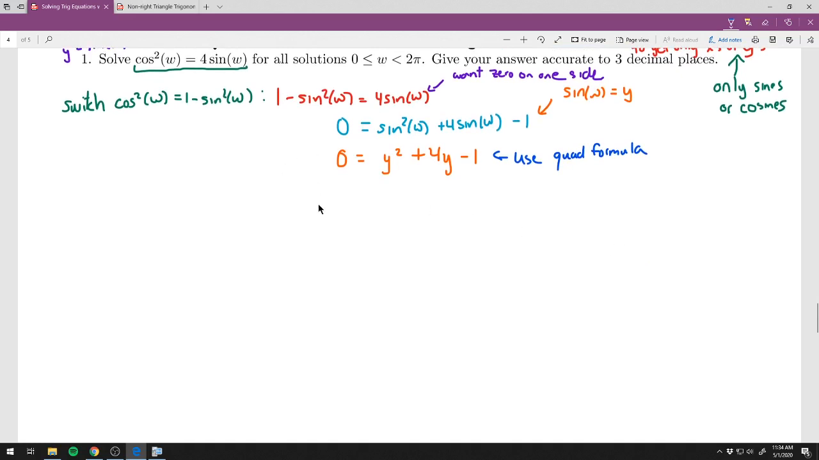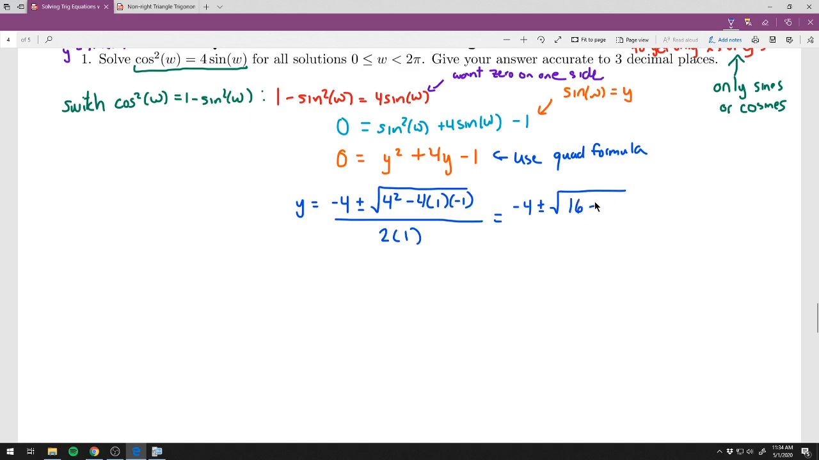All right, so we use the quadratic formula. We've got y equals negative b, -4, plus or minus the square root of b squared minus 4ac over 2a. Just go through and continue solving. -4 plus or minus the square root of 16 plus 4 over 2. 16 plus 4 is 20.